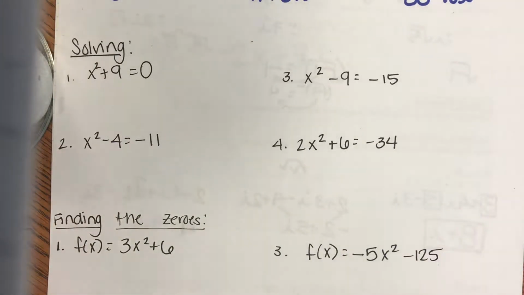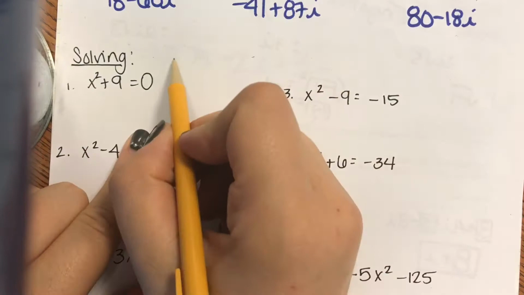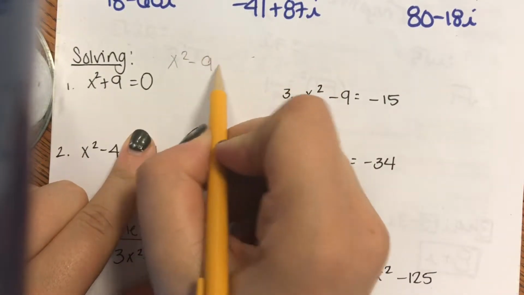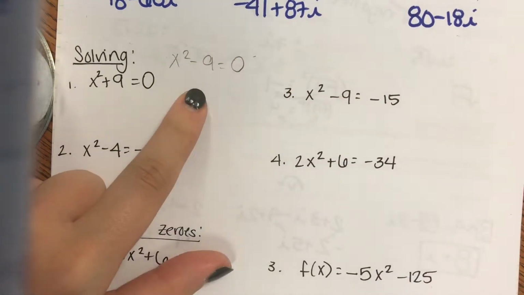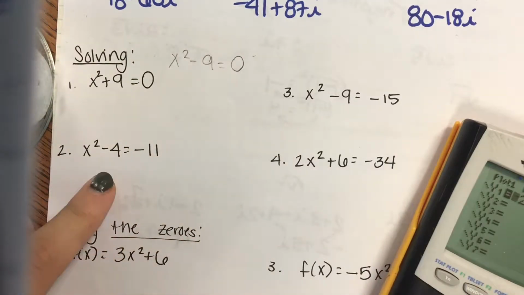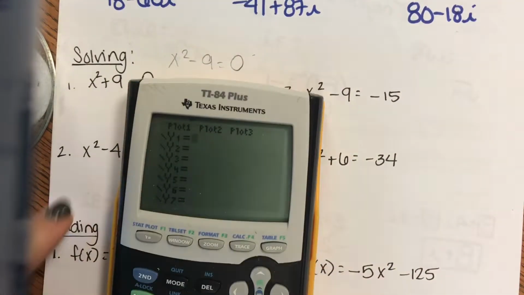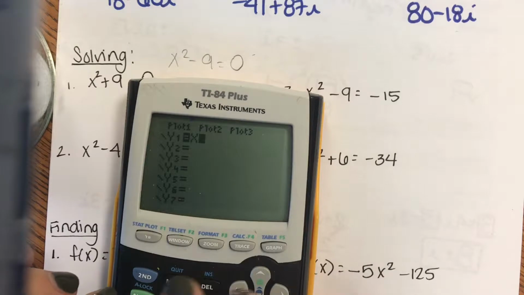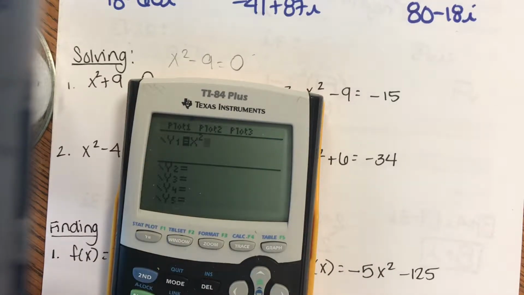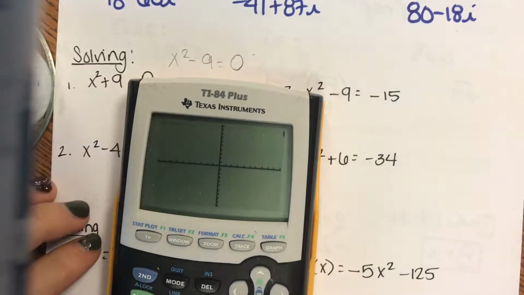So, if you remember, the reason that we get imaginary numbers is because you're trying to take the square root of a negative number. But for example, if this was x squared minus 9 equals 0, that would just be a graph of x squared minus 9, and it would look like this.